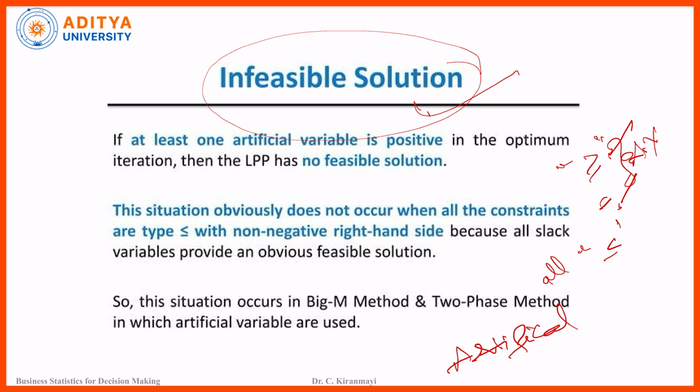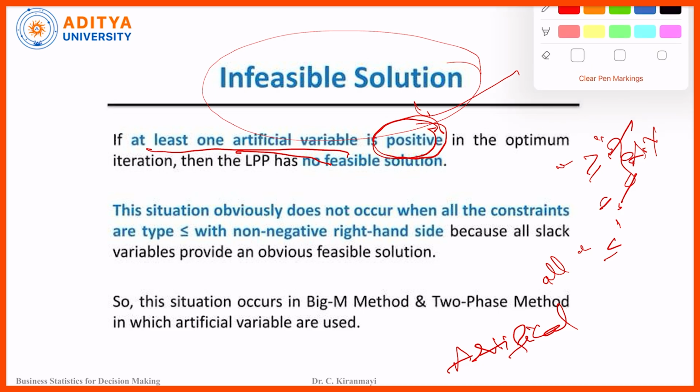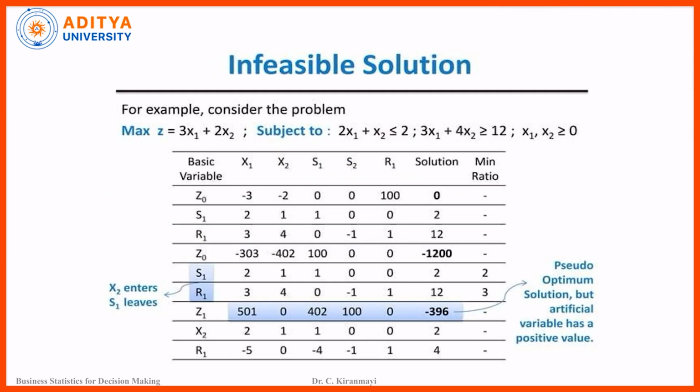Why? Because an infeasible solution can be identified in the simplex method if at least one artificial variable has a positive value at the optimum solution stage. When all the net evaluations are positive, we understand that the solution is optimum, right? So, at that stage, if there is still an artificial variable with positive value, then the solution is said to be infeasible. Let me explain with the help of an example.